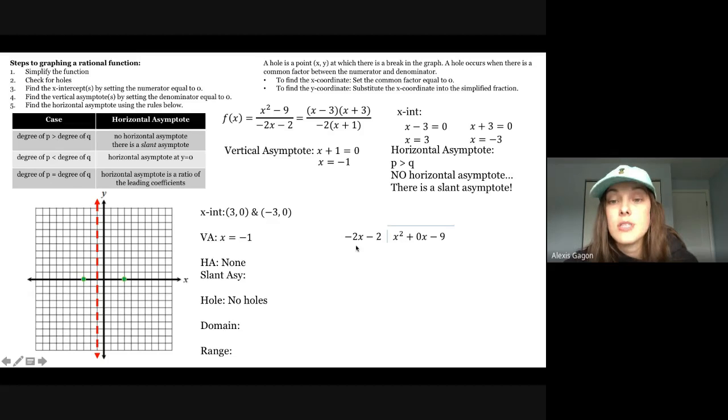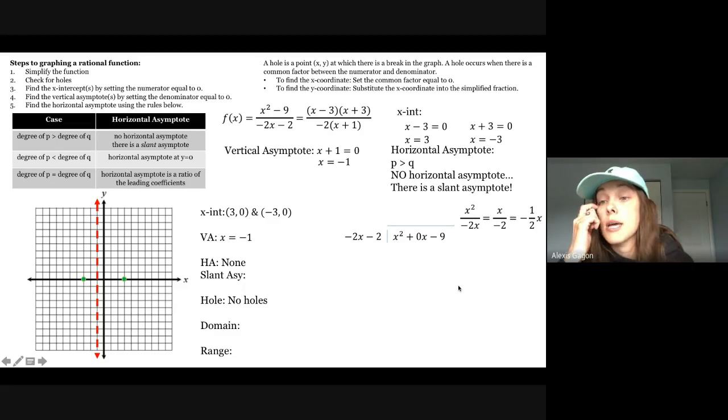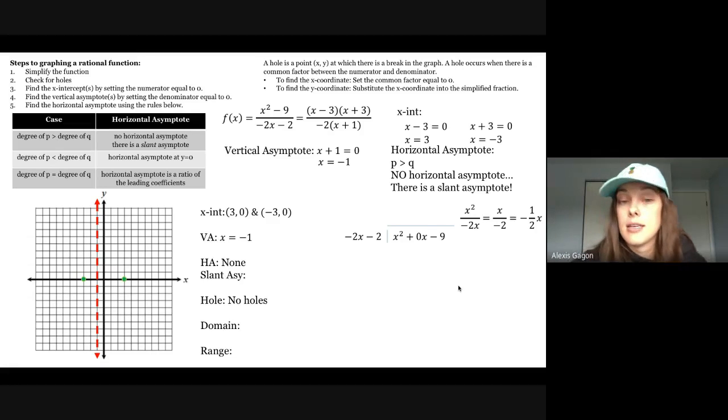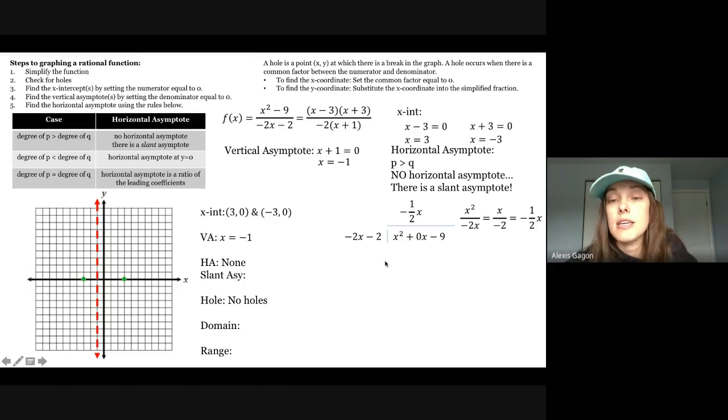And I'm going to take x squared, divide it by negative 2x. X's cancel, I get x over negative 2, which is the same as negative 1/2 x. So I'm just going to put that negative 1/2 x on top. Multiply negative 1/2 x times negative 2x is x squared. Negative 1/2 x times negative 2 is just x. Switch those signs. These ones cancel. Here I'm left with negative x, and then I'm going to bring down that 9.